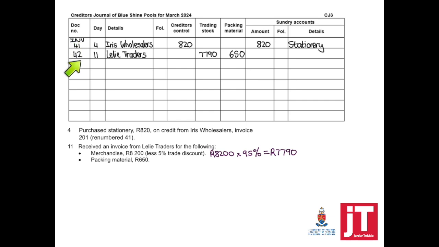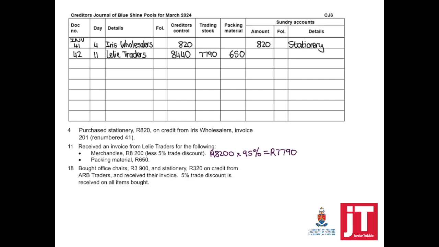And now, please have a look at my approach. The source document is number 42. On day 11, we purchased from Lely Traders. What did we purchase? Trading stock, and we've just calculated the figure after the 5% trade discount, and packing material 650. In total, we owe 8,440. On day 18, bought office chairs 3,900 and stationery 320 on credit from ARB Traders and received their invoice. 5% trade discount is received on all items. So unlike the transaction on day 11, where we only received discount on the merchandise, now we've received discount on all the items purchased.